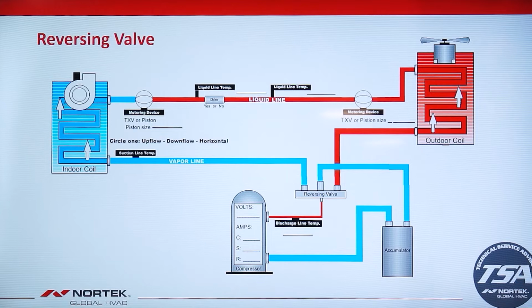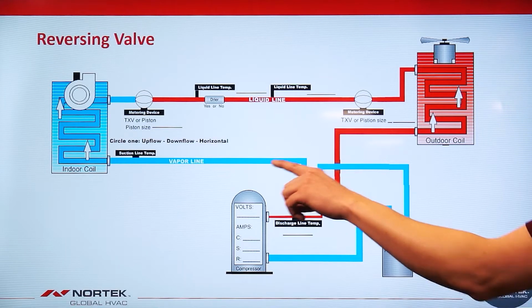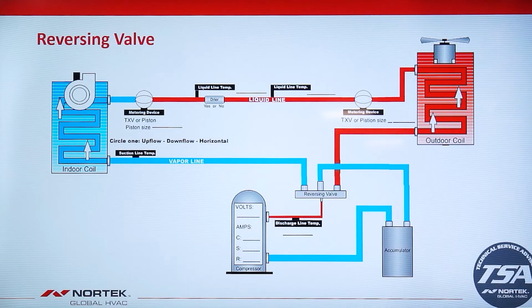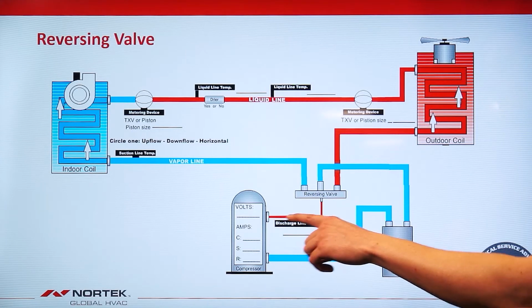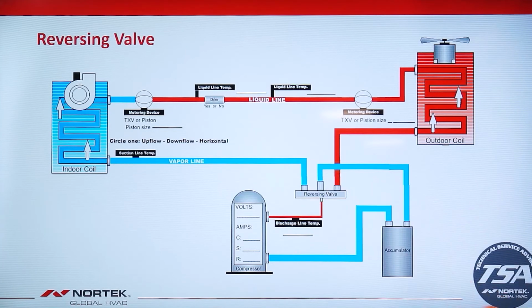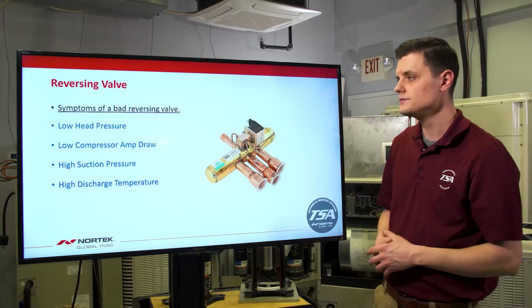The biggest thing to know with our 13 and our 14 SEER units is that this line is now your high side when checking your pressure. This essentially is your discharge line in heat pump mode. It's important to know this when testing a reversing valve, depending on what mode you're in.